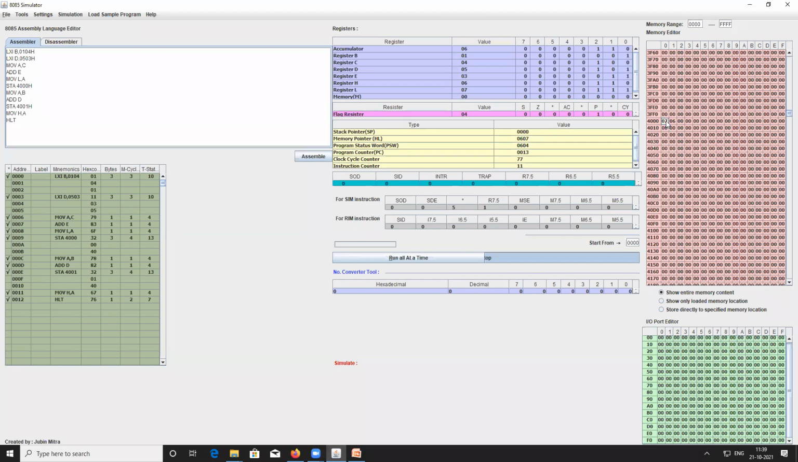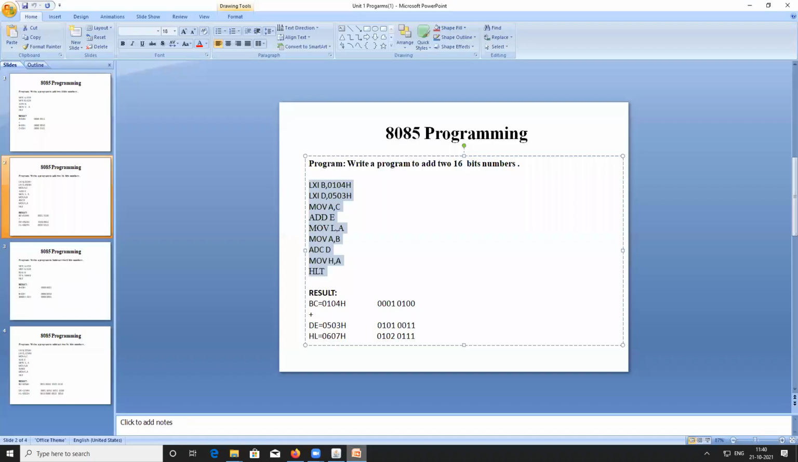See, 4000 is 07 and 4001 is 0. This is the answer. So you can store in any location. For that purpose, you have to use the store instruction. Okay, understood? So in your kit programming, you have to write down this hex code and put the hex code onto that kit, and you will get the result. This is the programming of 16-bit addition. The same program applies for subtraction.